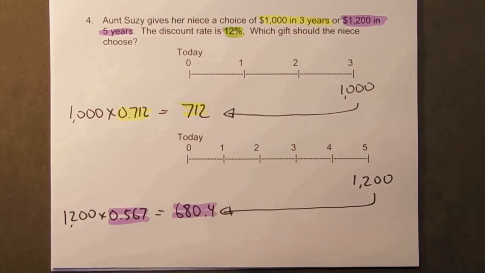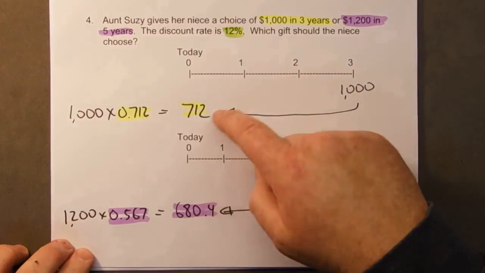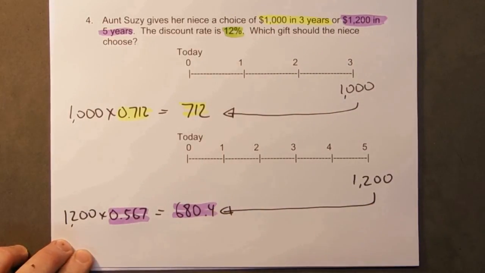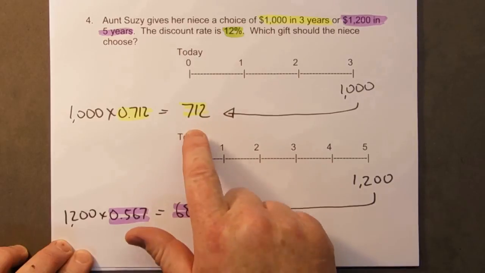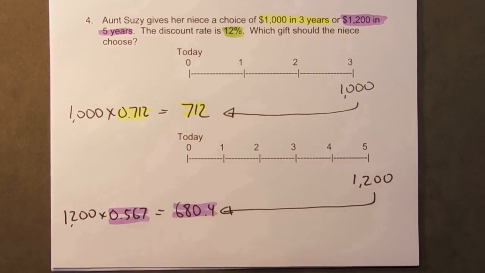All right, well, which would you rather have, $712 or $680? That's your choice. So for the niece, which one will you tell them? We tell them to go with the 712.